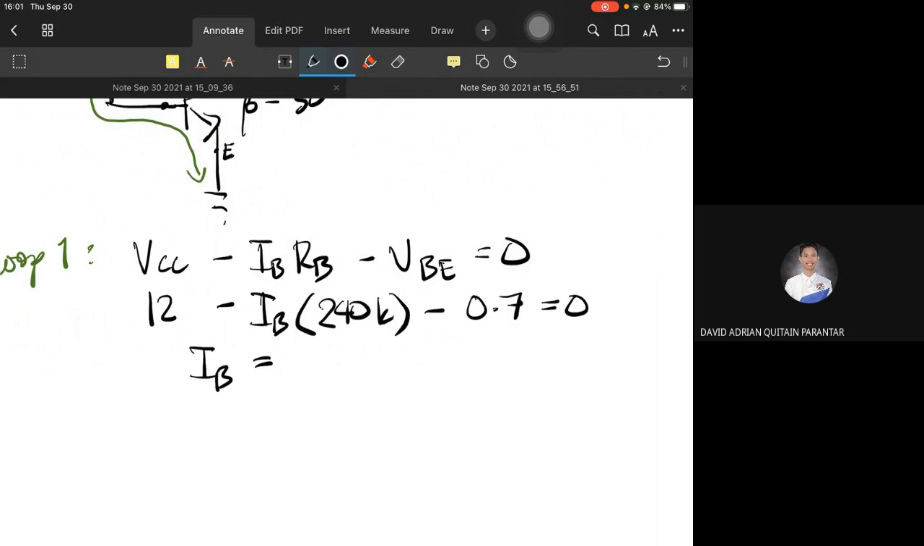Therefore, IB could be easily obtained: 12 volts minus 0.7 divided by 240K. It's 47.08 microamperes.